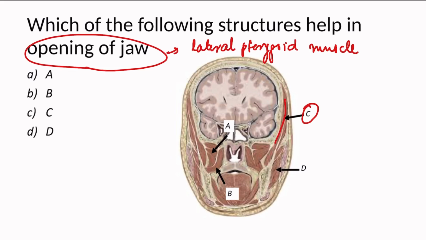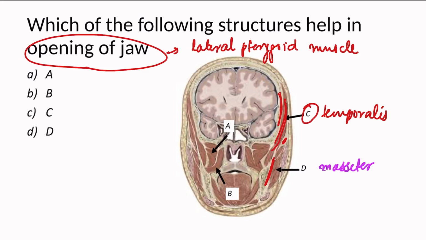This muscle that runs along the temporal bone is temporalis muscle. You can see this muscle, it is coming from the zygomatic arch and it is attaching to the mandible. This muscle is masseter.